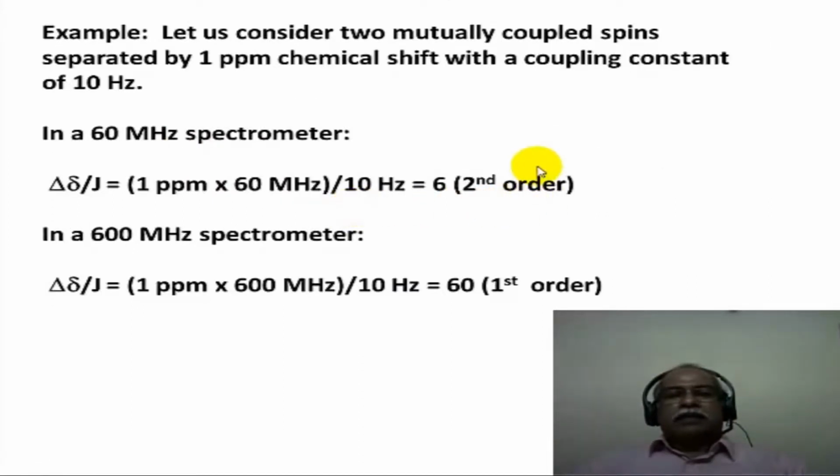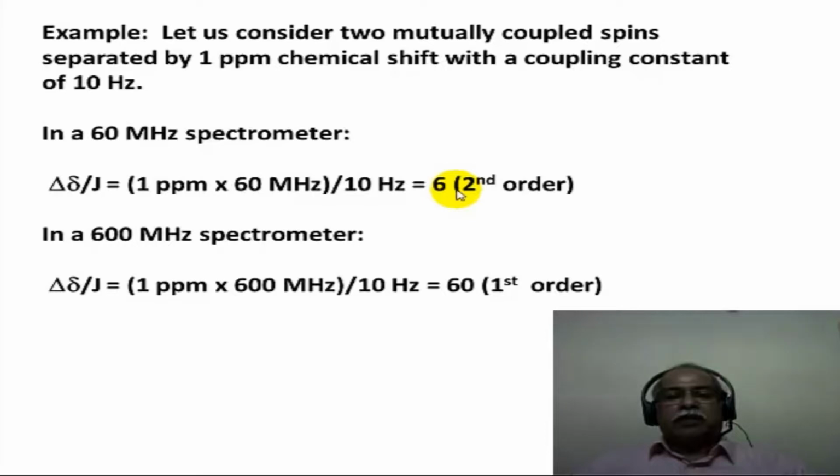So let us consider a simple example of two mutually coupled spins. Let's call it an AB system, separated by about 1 ppm chemical shift with a coupling constant of 10 Hertz. In a 60 MHz NMR spectrometer, the delta delta will be about 60 Hertz and the J value is 10. So the delta delta divided by J will be around 6, which is the typical second order effect one would see in the spectrum.